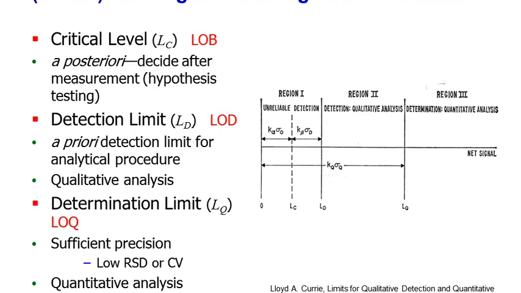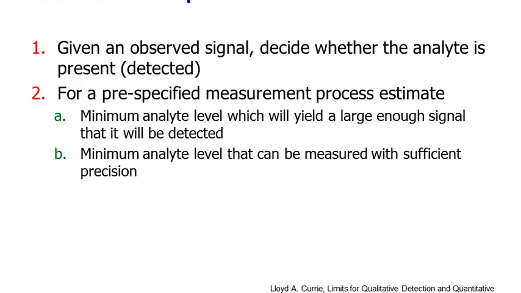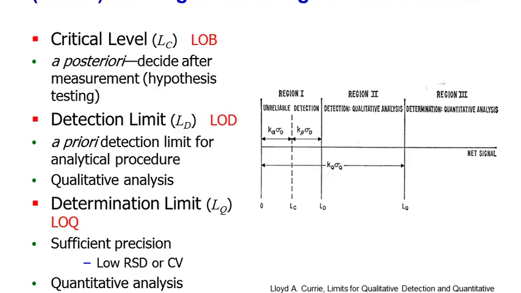The first one is what is called the critical level, or sometimes called the limit of blank, or LOB. And this kind of corresponds to the first thing that I mentioned here. So when you have a signal, when do you say that you have detected the analyte? That corresponds to the critical level. So here you're deciding whether you have detected something, essentially using statistical hypothesis testing after you have made the measurements. So you make all your measurements, and then you figure out this critical value. And if your signal is beyond the critical value, then you say, yeah, I saw it. So here there is no process. It's like an ad hoc thing for the specific thing you're measuring.